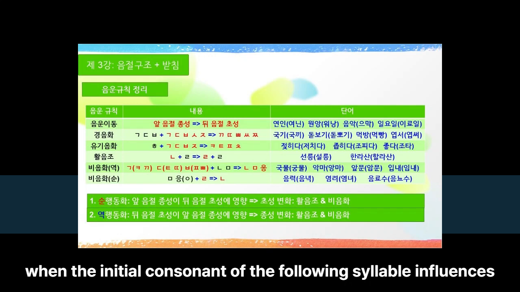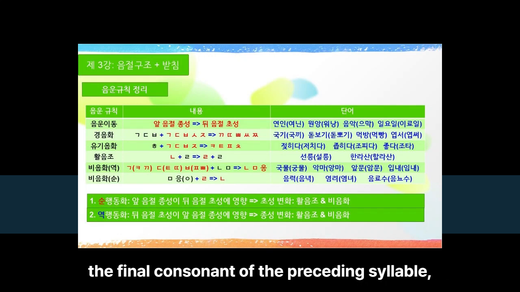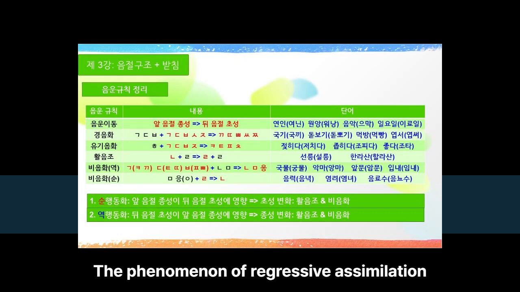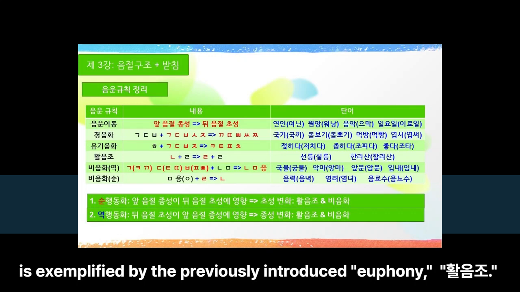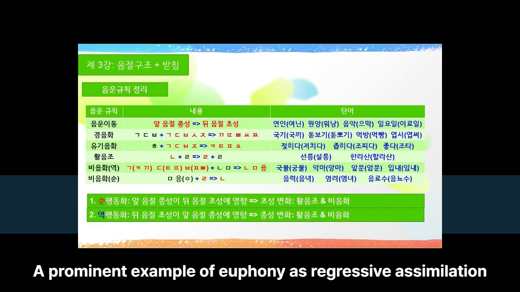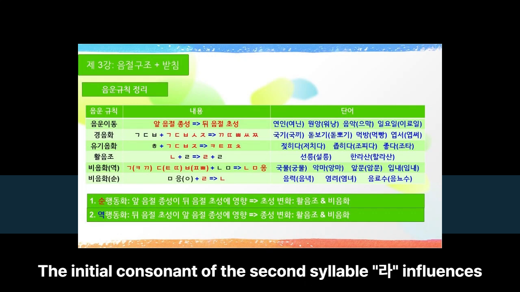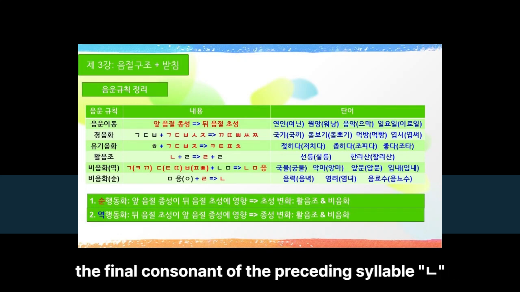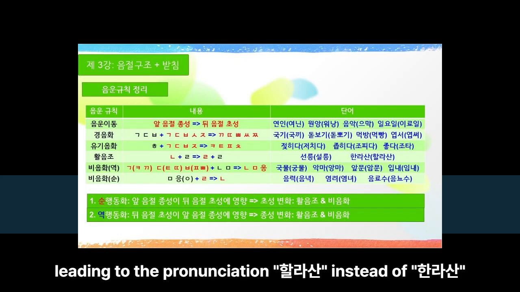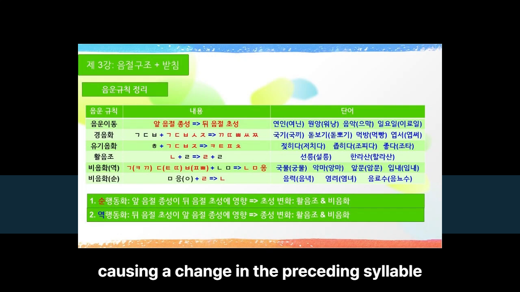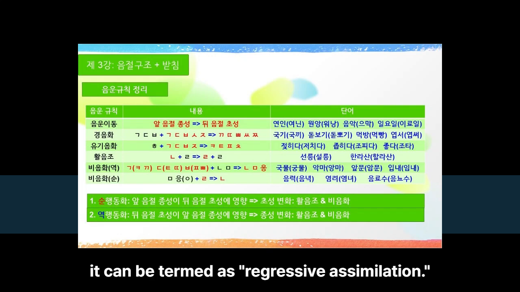Conversely, when the initial consonant of the following syllable influences the final consonant of the preceding syllable, it is called regressive assimilation. The phenomenon of regressive assimilation is exemplified by the previously introduced euphony, waliumjo. A prominent example of euphony as regressive assimilation is found in the famous mountain in Jeju Island, Hwasan. The initial consonant of the second syllable, la, influences the final consonant of the preceding syllable, neun, leading to the pronunciation, halasan, instead of hanrasan. In this way, when the following syllable influences the preceding syllable, causing a change in the preceding syllable, it can be termed regressive assimilation.